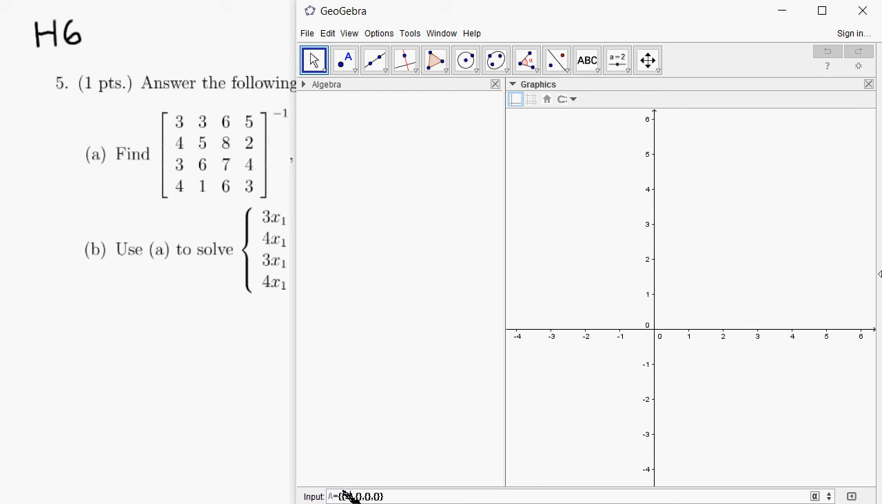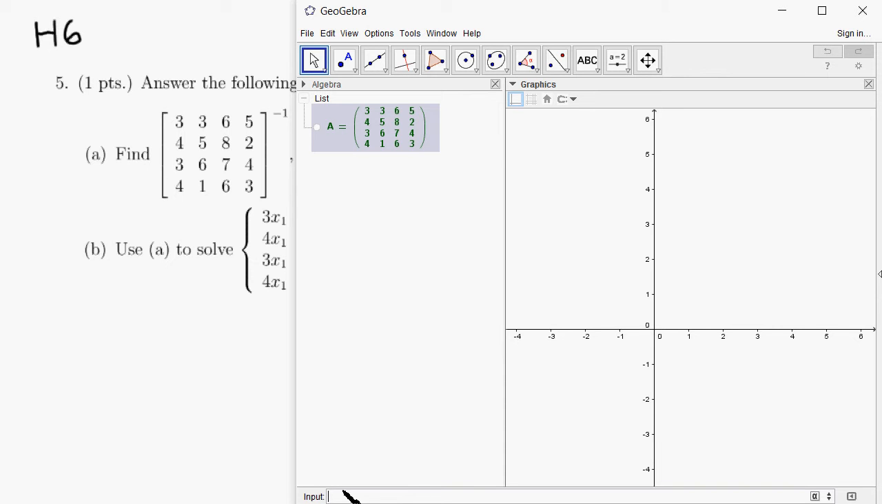So you have 3, 3, 6, 5. Next row, 4, 5, 8, 2, and next row is 3, 6, 7, 4. Last row is 4, 1, 6, 3. Then hit enter. Now we have a matrix A.